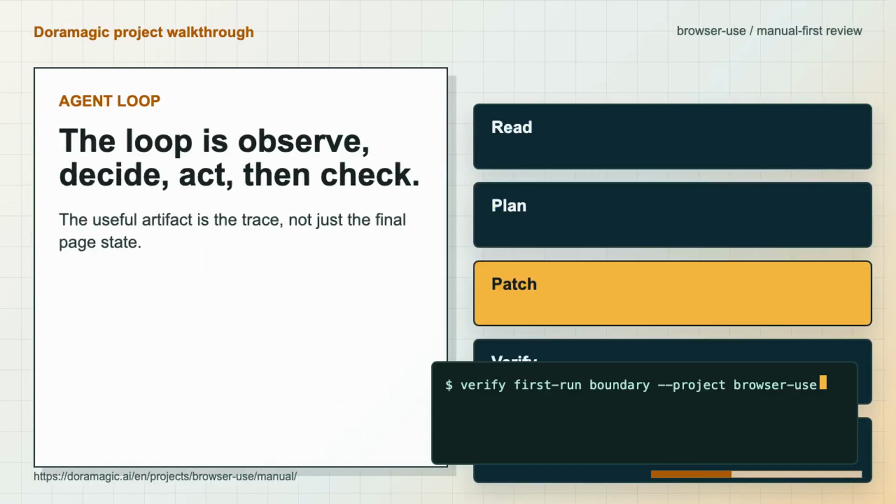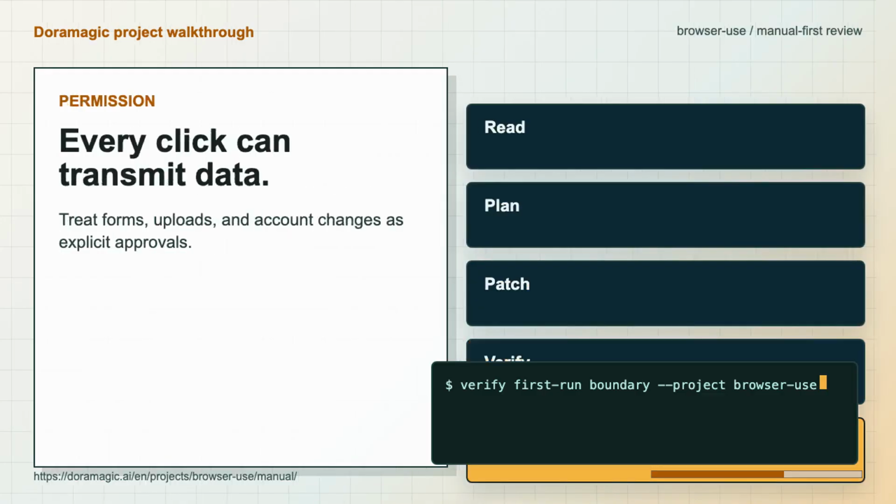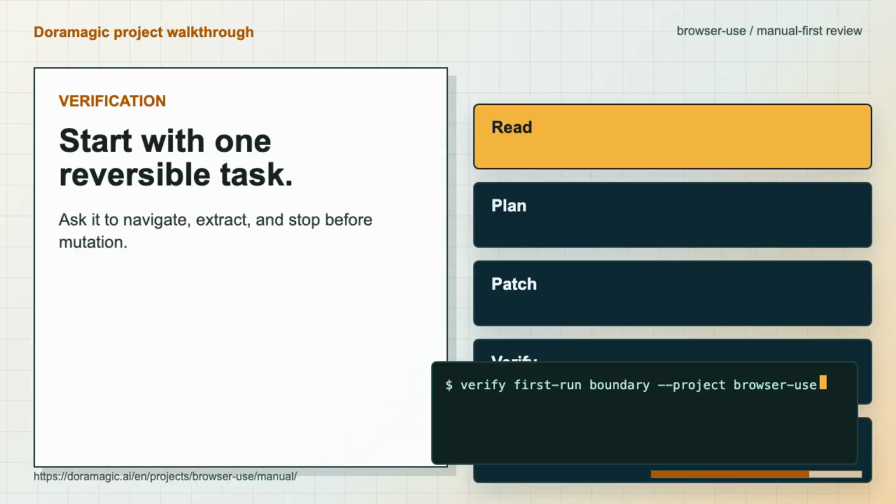For a safe first test, ask browser use to open a public page, extract a small structured result, and stop. Then add one reversible authenticated workflow and a test account. Only after that would I let it handle longer operations.